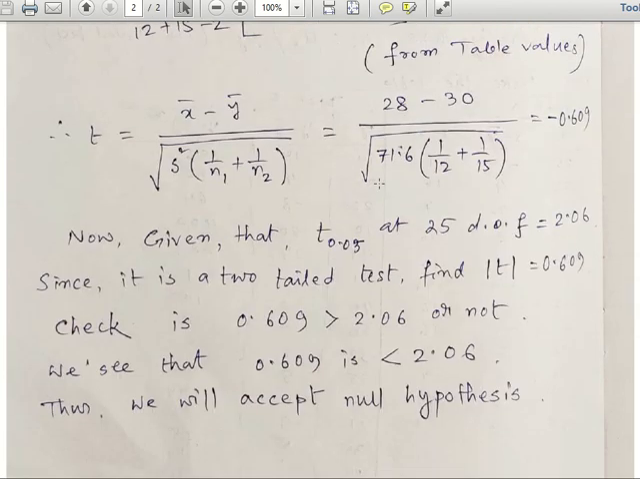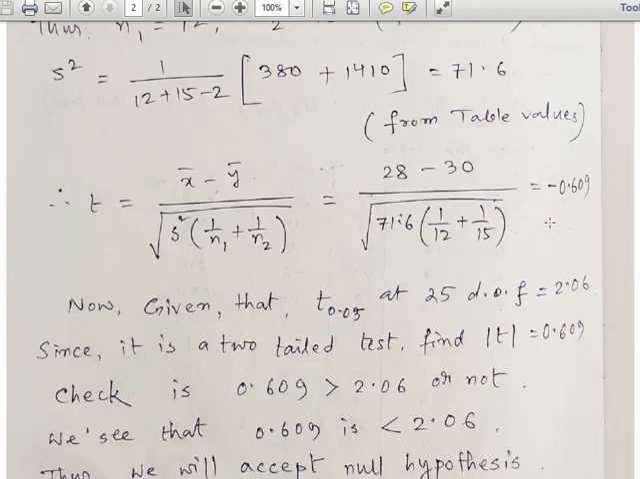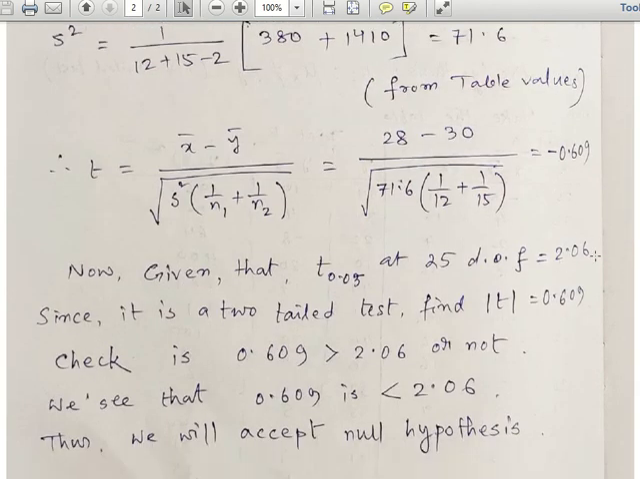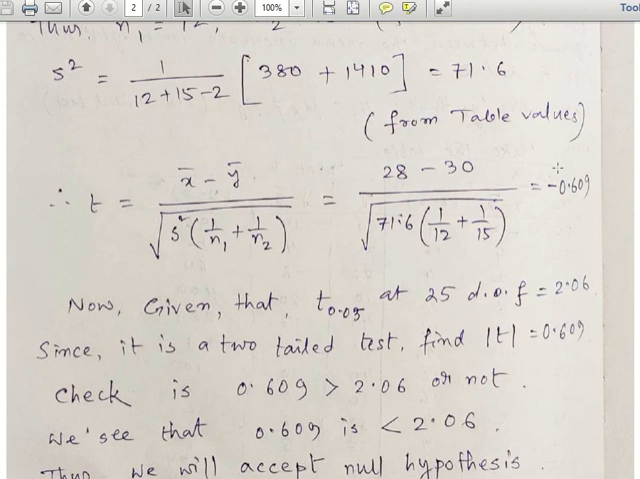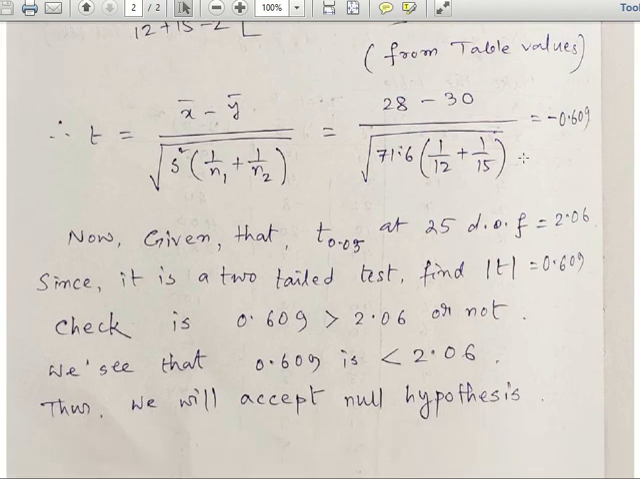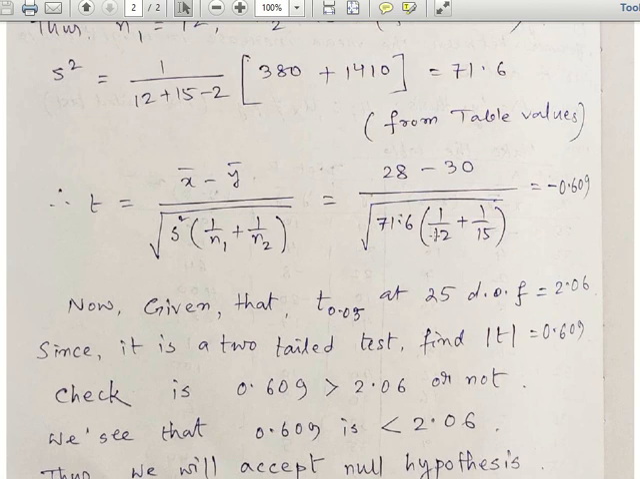So already the data is given in the question. So at 25 degrees of freedom and 0.05 level of significance, the value is given. So you don't need to think about what is the degrees of freedom, what is the level of significance. You don't bother about this. You only bother about what is the value of this. 2.06 is the value and your value is 0.609, that is if we take mod t, since it is a two-tailed test.